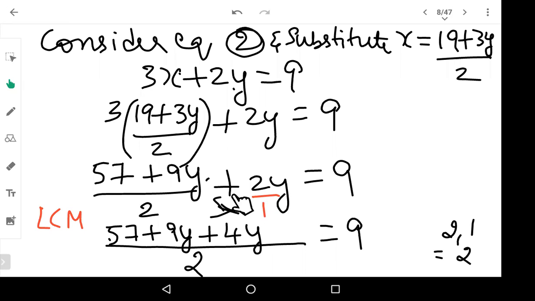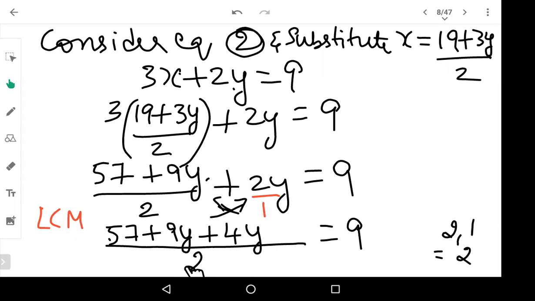So 1 if you multiply to 57 plus 9y, you will get 57 plus 9y as it is. That is first part. The second part, you have denominator 2 here, which is to be cross multiplied with 2y. So 2 into 2y will give you 4y. Okay. Now since we have taken LCM, whole divided by 2 is equal to 9. Okay. I hope everyone is clear with this now.